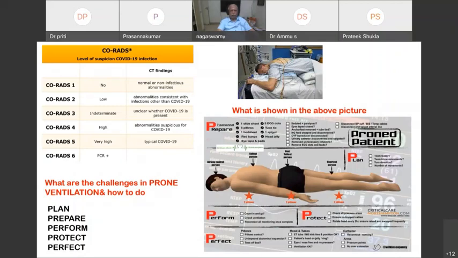And all the members of the team, do they know what their role is, how they have to move? Which direction you are going to turn, from right lateral to left lateral or left lateral to right lateral, and how many movements you are going to do. This is the plan that you have to form. Then you have to prepare.